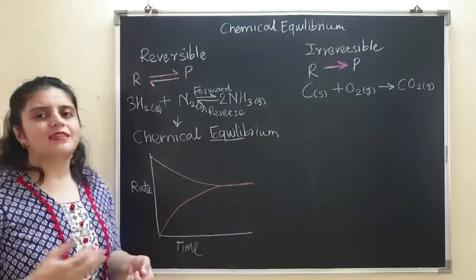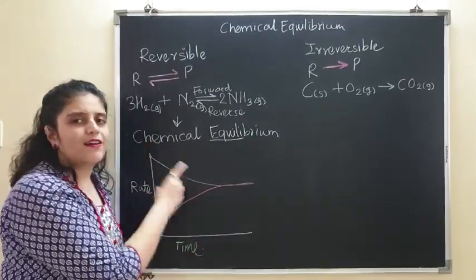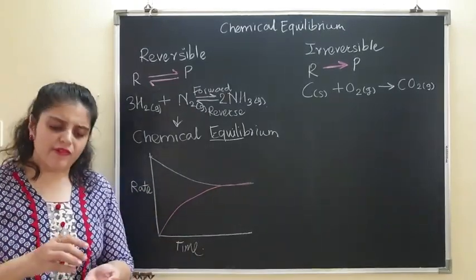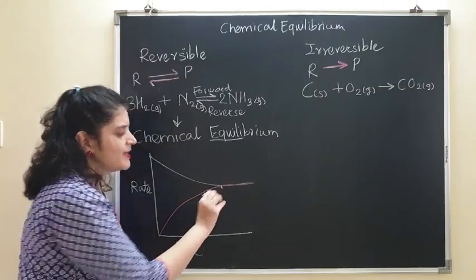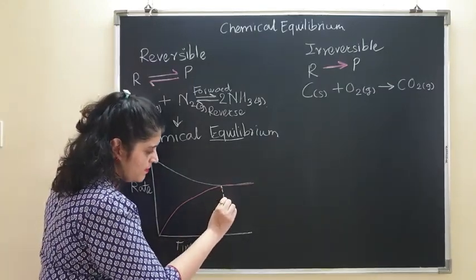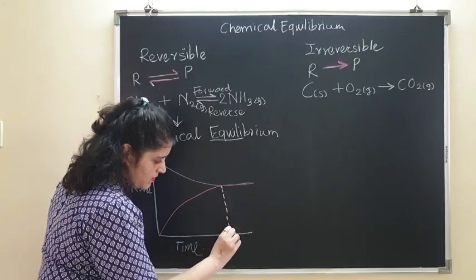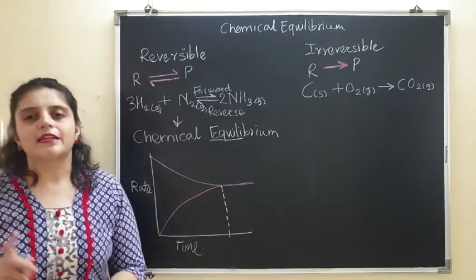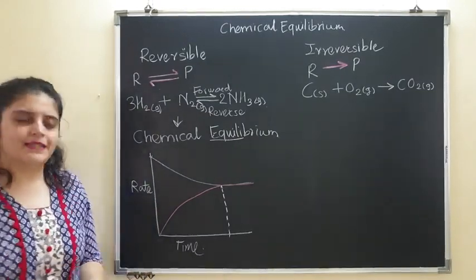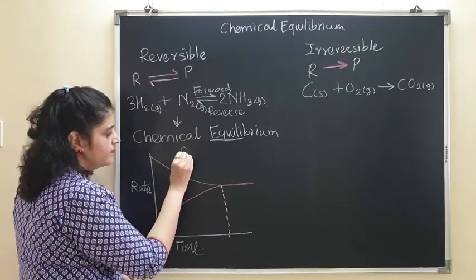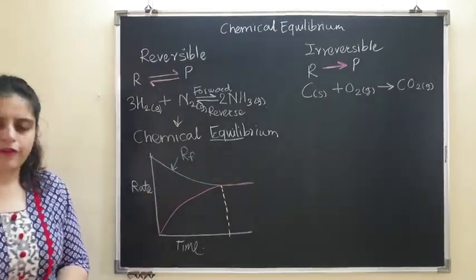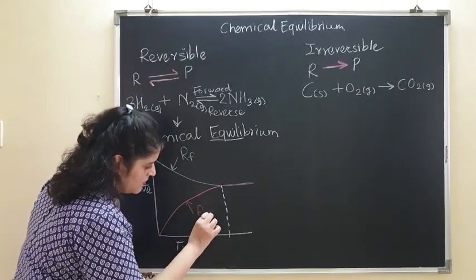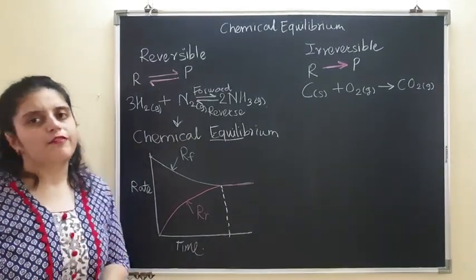After some time, as the time proceeds, rate of the forward reaction goes on decreasing, rate of the reverse reaction goes on increasing. But there will be a time, see at this position, at this time, rate of the forward reaction is same as rate of the reverse reaction. Let us represent them by RF, that is rate of forward reaction, and RR is the rate of reverse reaction.